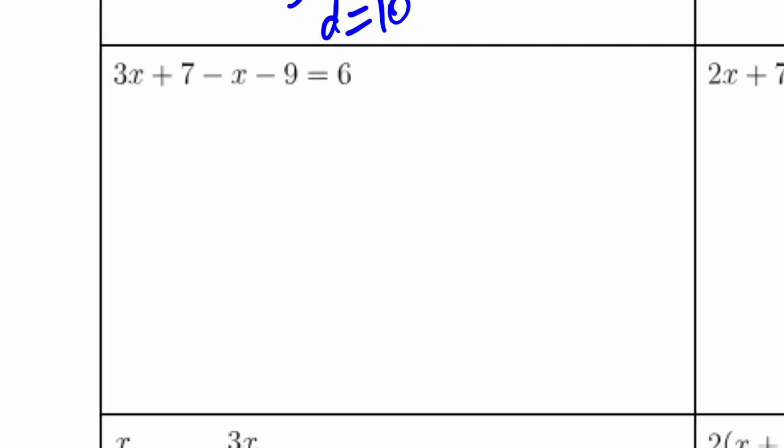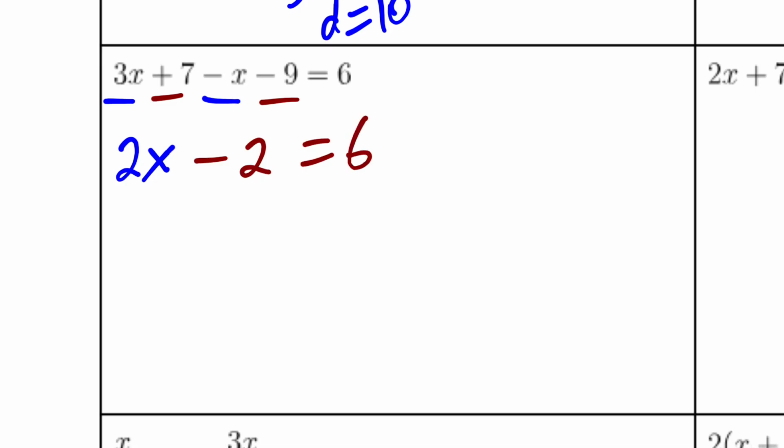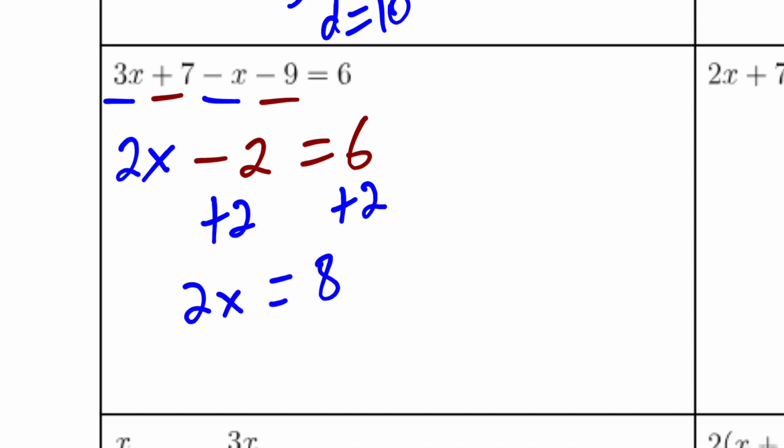Here I have to combine like terms. 3x and minus x, they're on the same side. That'll give me 2x. Plus 7 and minus 9 are on the same side. That'll give me minus 2 equals 6. Down to a two-step equation. I deal with the subtraction first. 2x is equal to 8. Then I look at some division to cancel out the multiplication. X is equal to 4.